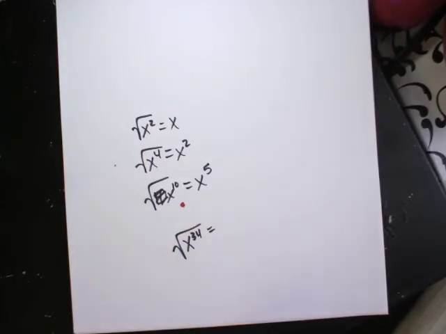Oh, 17, 17. Okay, x to the 17th. So what are we doing with the exponents when we take the square root? No, answer my question first though. What are we doing to the exponents when we take the square root? Dividing them in half. We're cutting them in half.